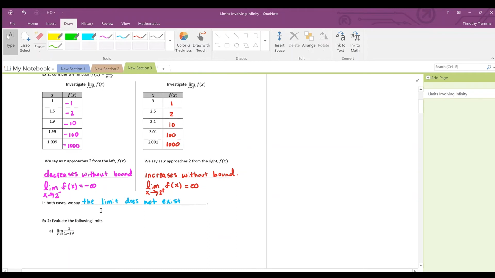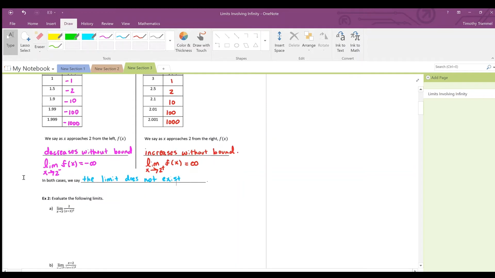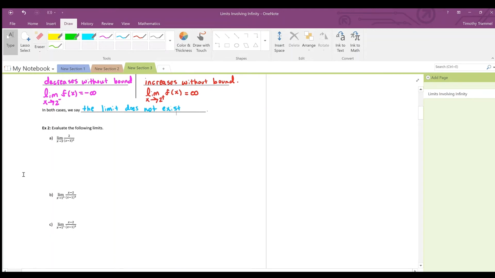And let's go ahead and do a couple examples without using our calculators or graphing these things. Okay. So example 2 here. The key is to think about first the left and the right hand limits, because this says the limit as x approaches 3. So let's get that in here. We have our limit as x approaches 3 of 2 over x minus 3 squared, and this is from the right first.